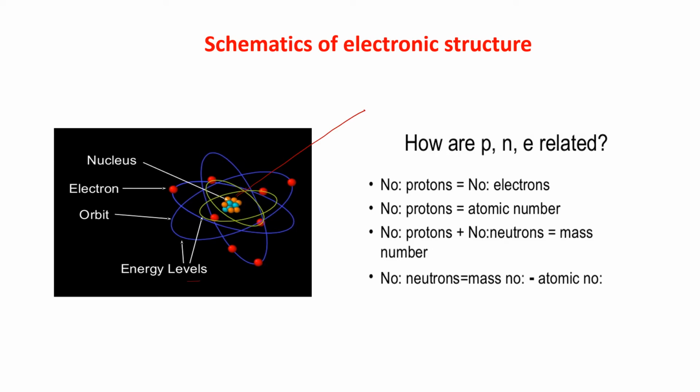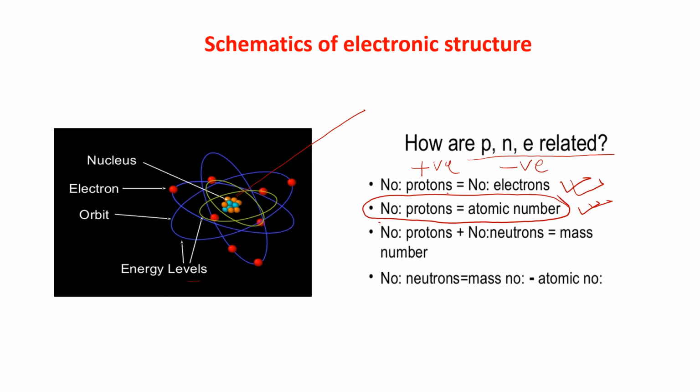Now, how are protons, neutrons and electrons related? The number of protons is equal to the number of electrons in an atom. That means however many positive charges there are, the same number of negative charges are there. The number of protons is equal to the atomic number. So what is very important? Atomic number is the number of protons.